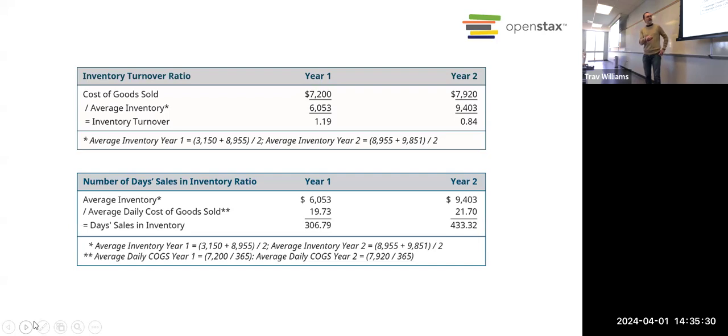So how do we calculate that? Well, the same average inventory we had from the last calculation. Divide that by average daily cost of goods sold, which is just your cost of goods sold divided by 365. So here we see cost of goods sold of 7,200 divided by 365. Comes out to 19.73. When that gets divided into average inventory, we get number of days sales in inventory. So what this is saying, we have enough inventory to cover 306 days worth of sales.